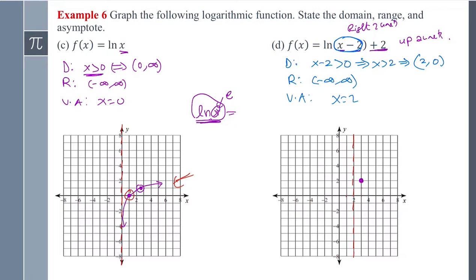So that point should go 2 to the right and then up, so it should be somewhere here.